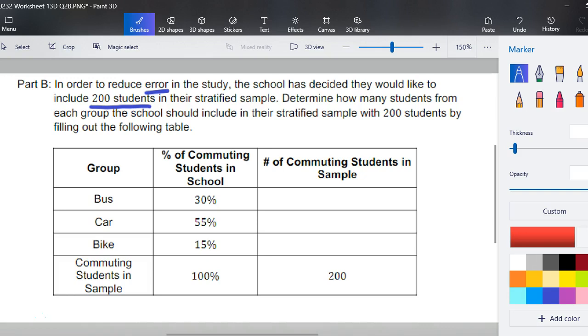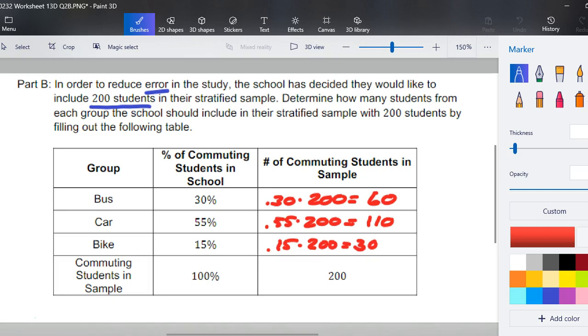So on the following table, I'm grabbing my calculator again. I'm going to do 30% of the 200, so 200 times 0.30, and I get 60 students who are bus riders. 55% times the 200, and I get 110. And then finally, 15% times the 200. But I always should double check. So I'm taking my 30 plus my 110 plus my 60, and I get 200 students in the sample.